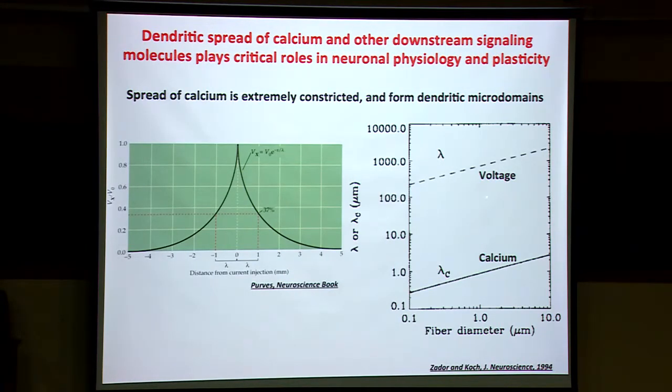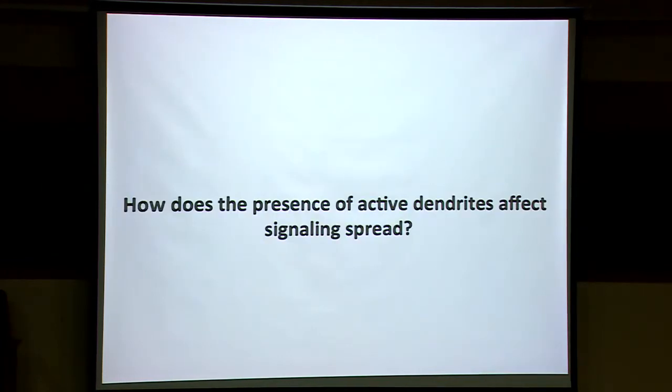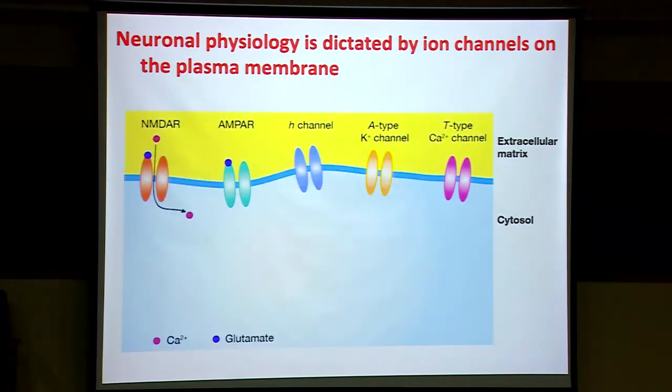If this spreads beyond this, then pretty much hell will break loose, basically. So it's very important that this remains close by. But there are active mechanisms which can ensure that the calcium can propagate to a longer distance, basically. So what we have been talking about so far is about the plasma membrane, where you have these different kinds of receptors and channels.